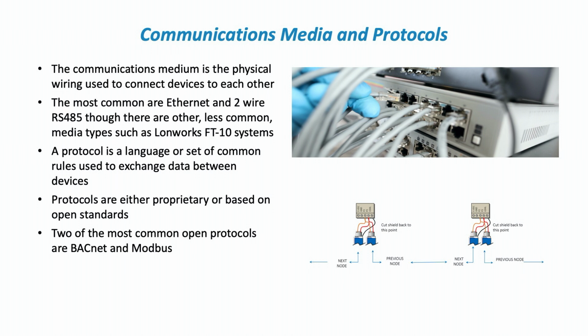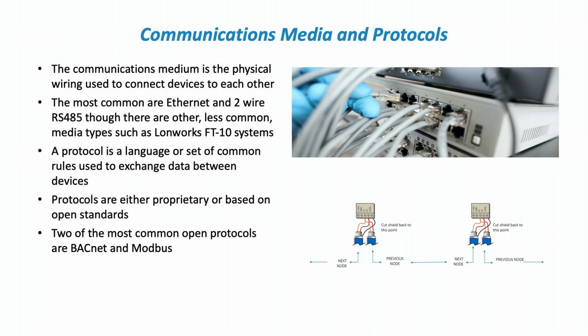The communications medium is the physical wiring which is used to connect the devices together. And in BeMS, we have two very, very common types of interconnections between our devices. We use Ethernet, which is the same kind of wiring that you use for IT infrastructure, Cat5, or more recently Cat5e or Cat6 cables, and two-wire RS485. Now, the two-wire RS485 is typically used for lower powered, lower bandwidth devices, whereas Ethernet is used to connect your main plant controllers together.